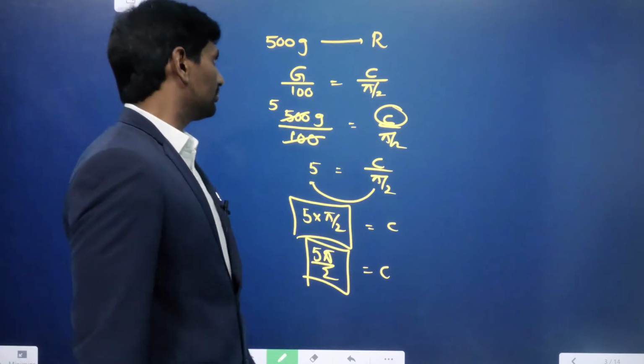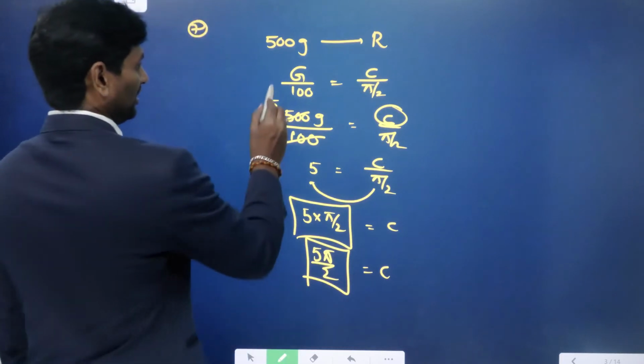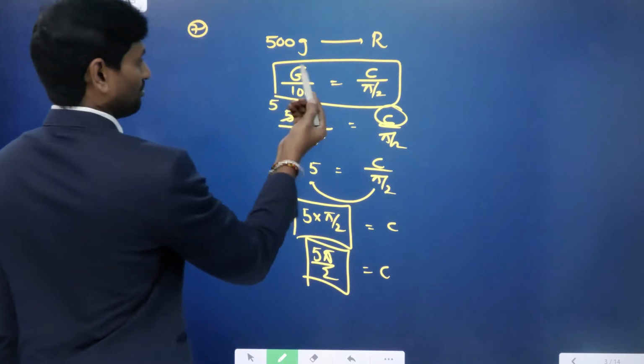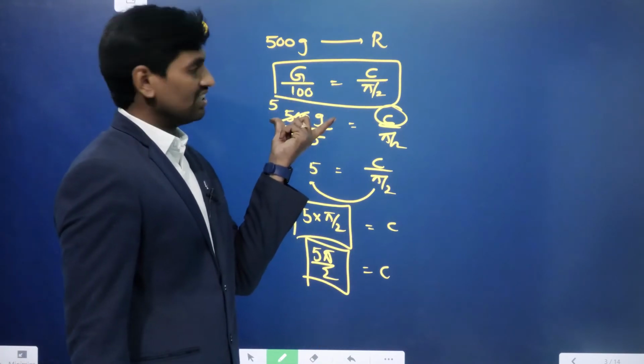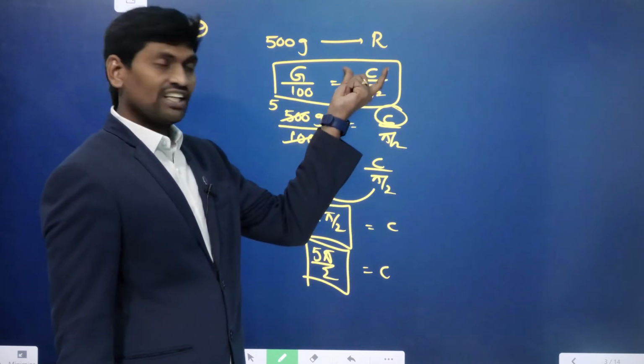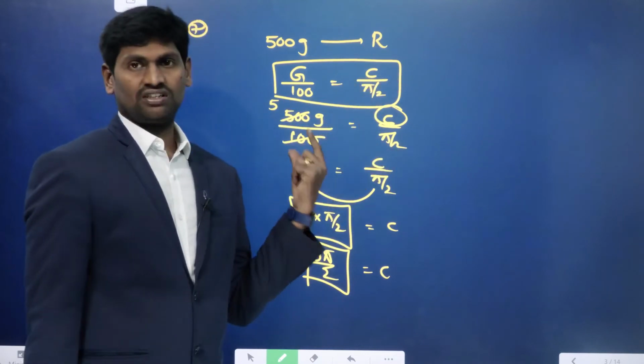By using this condition, substituting the values, in the place of G I am substituting 500 grades, and C value we need to find, transposing pi by 2. That's it.